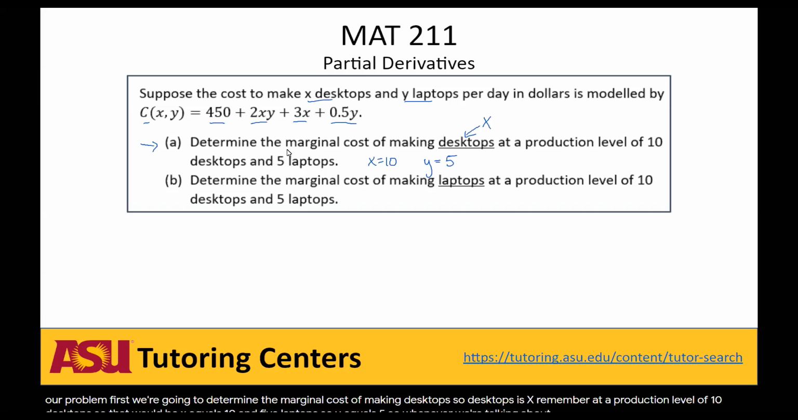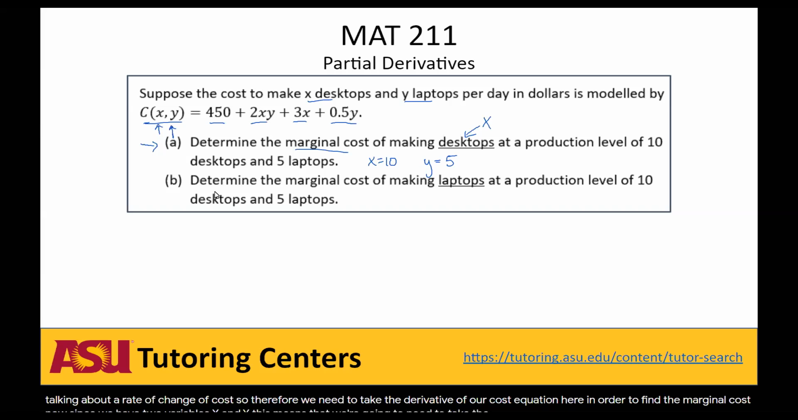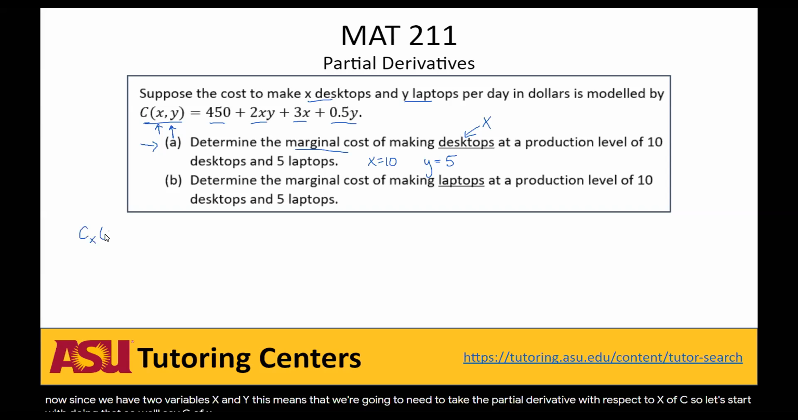So whenever we're talking about marginal costs, this means we are talking about a rate of change of cost. So therefore, we need to take the derivative of our cost equation here in order to find the marginal cost. Now, since we have two variables, X and Y, this means that we're going to need to take the partial derivative with respect to X of C. So let's start with doing that. So we'll say C sub X of X, Y here, is equal to the partial with respect to X of our function 450 plus 2XY plus 3X plus 0.5Y.